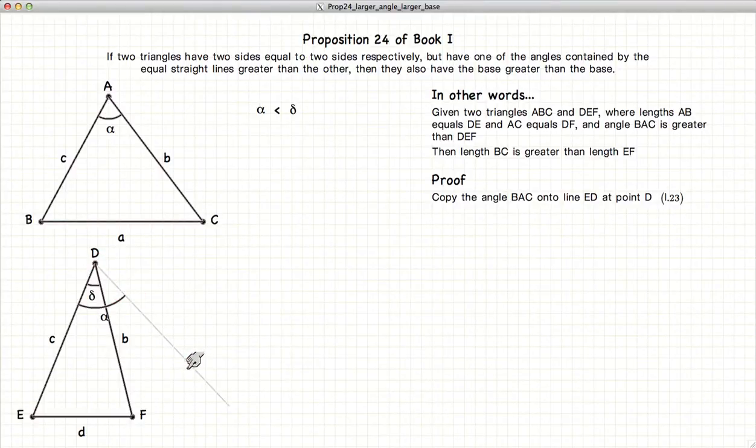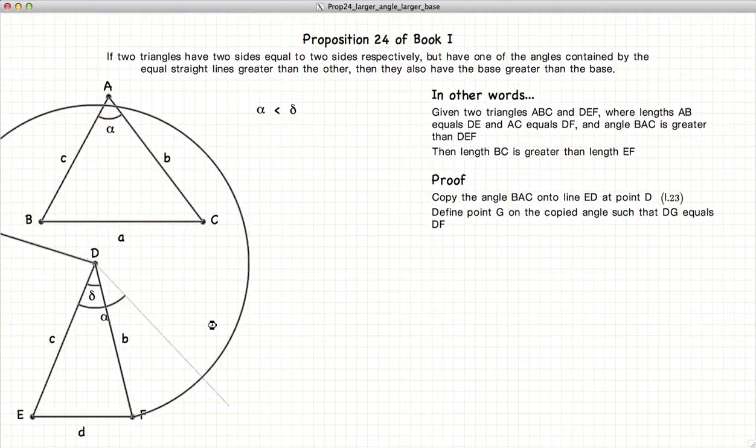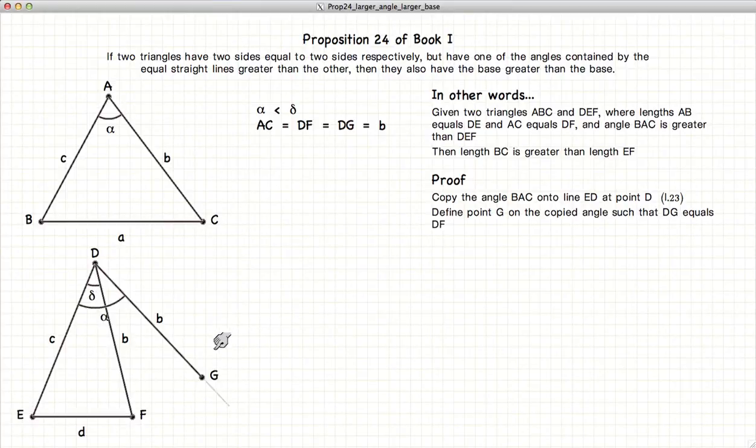Next, we will define a point G such that DF equals DG, and we'll do this by drawing a circle and finding the intersection point. Next, we draw the lines EG and FG.